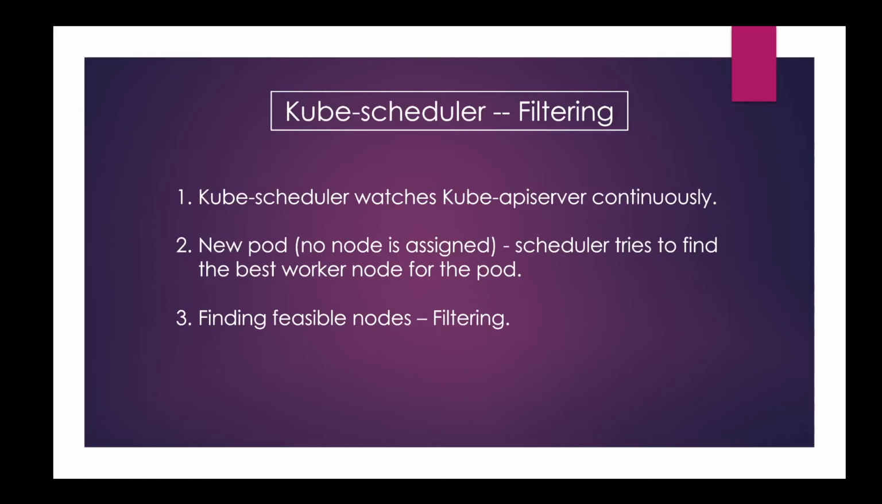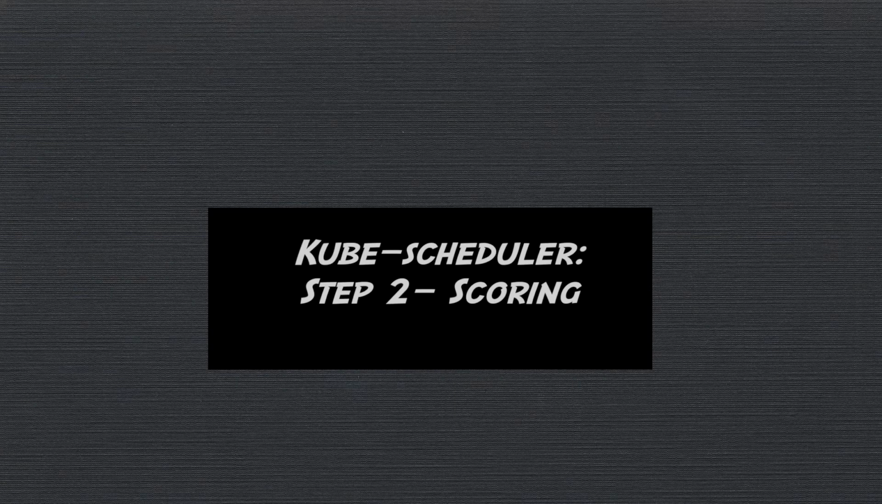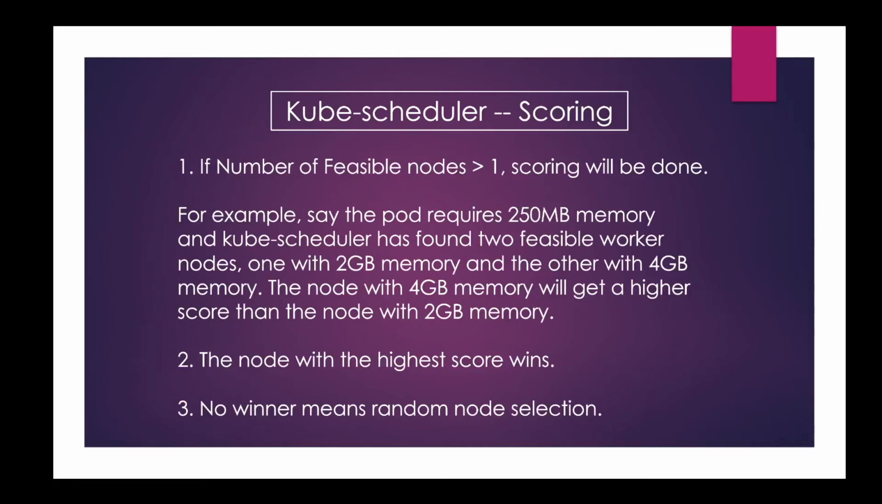Once the feasible nodes are found, it moves on to the next step called scoring. But this whole process of finding feasible nodes is called filtering. So let's talk about scoring now. Obviously, if there's only one feasible node, that's where the pod will be placed. If the number of feasible nodes is greater than 1, then the scheduler will score these nodes.